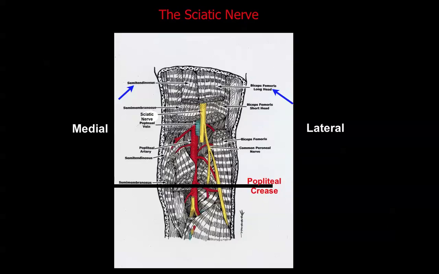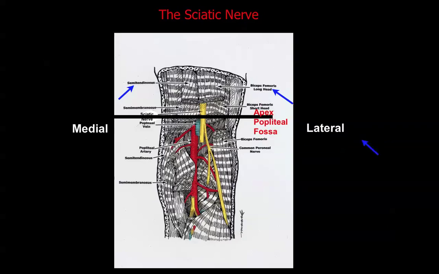At the level of the popliteal crease, the tibial nerve is immediately superficial to the popliteal artery. The peroneal nerve is a good bit more lateral, and these don't join until they reach the apex of the popliteal space. So there's a change in the relationship between the vessels and the nerves as we go from the crease to the apex.